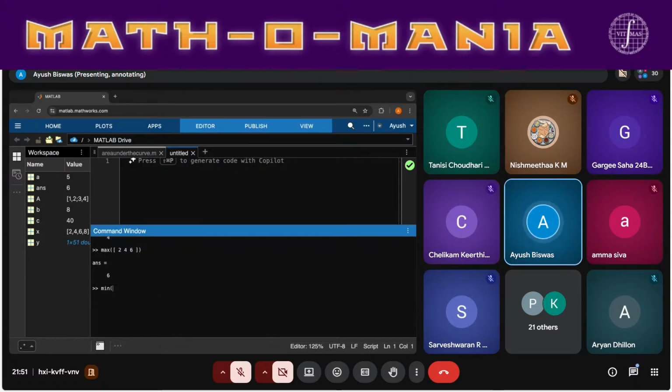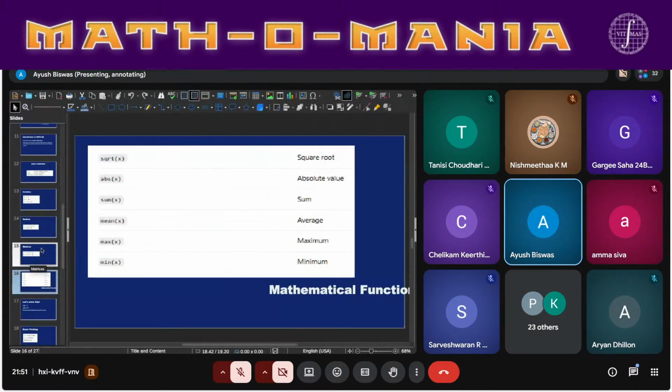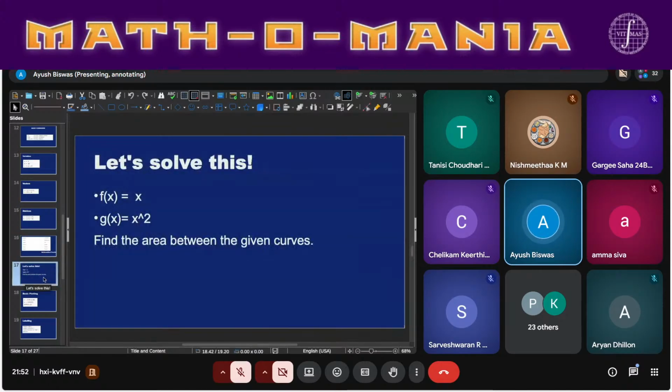And min of these three elements should give us 2. Okay. So now that's out of the way, we can take a look at our first problem. Let's say we have two functions, f of x, which gives us x, and g of x, which gives us x squared. So let's try to find out the area between these two given curves.